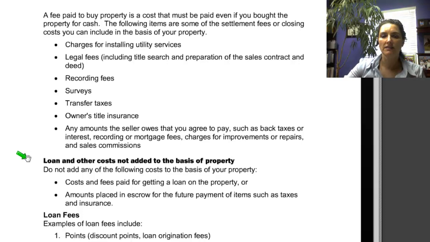Loan and other costs not added to the basis of property. Do not add any of the following costs to the basis of your property: costs and fees paid for getting a loan on the property, or amounts placed in escrow for the future payment of items such as taxes and insurance.